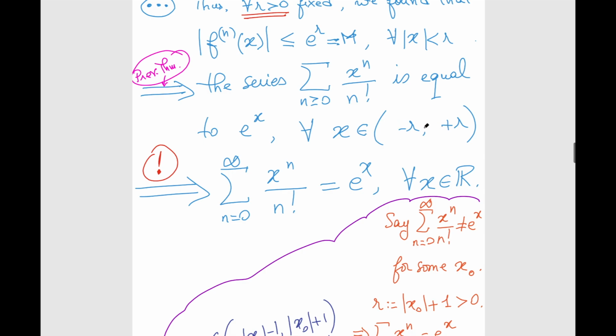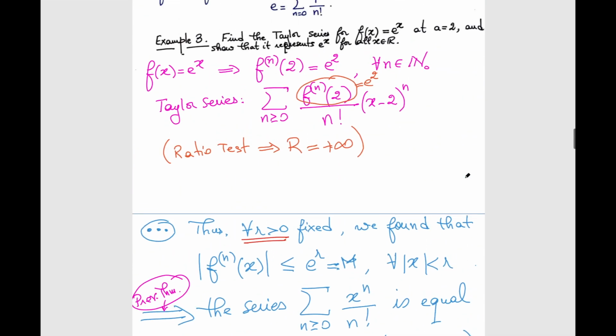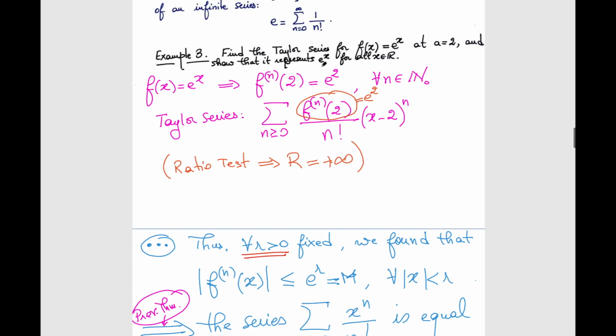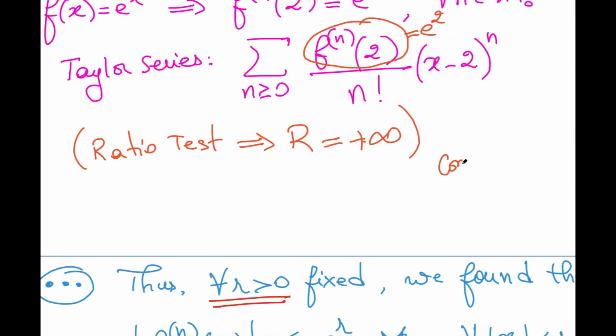Over there it's going to be 2 minus R, 2 plus R. And you're going to use the same reasoning to actually find that they are equal, the function and its own Taylor series expansion centered at 2 in our context, for any choice of x. Okay, so as such, you answer the question. So I'm going to put here, complete this, please.